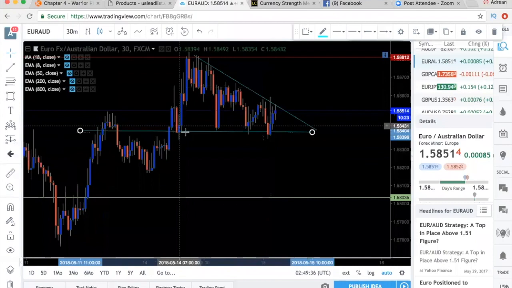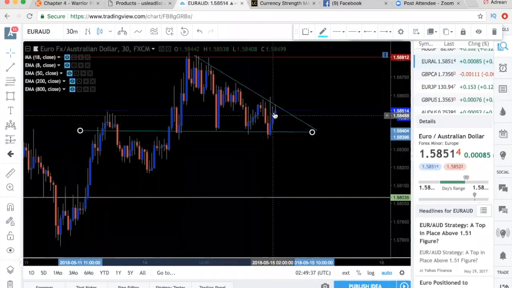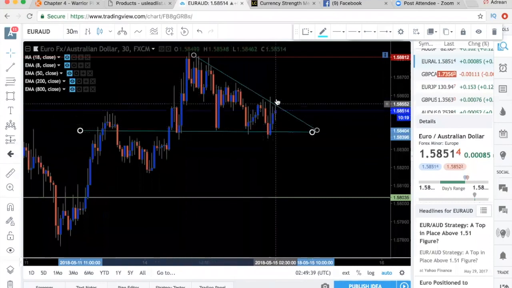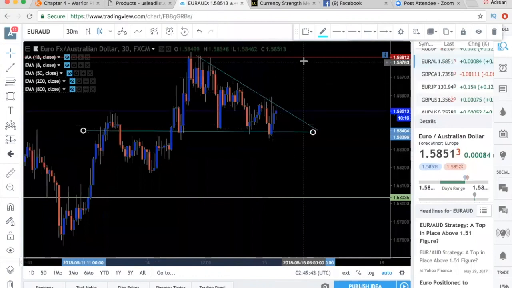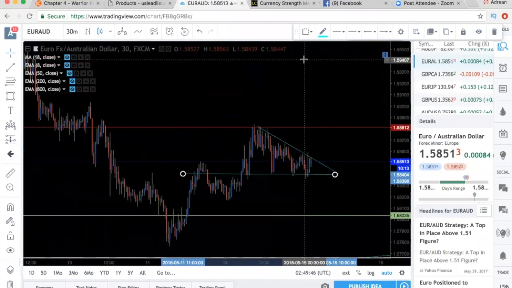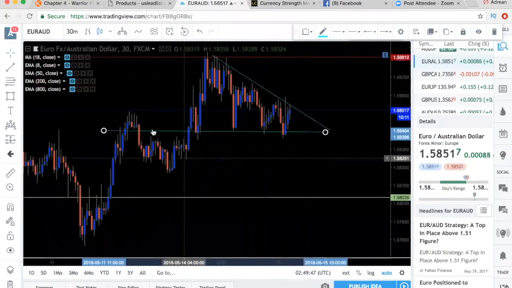So that was a low that's being respected. So if we see that market breaking out of this area, finding some level of support, then guess what? It's off to the races and we're buying at that point. Same thing right here. Check this out.